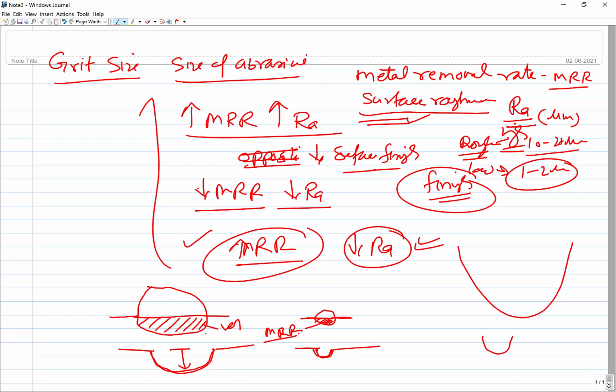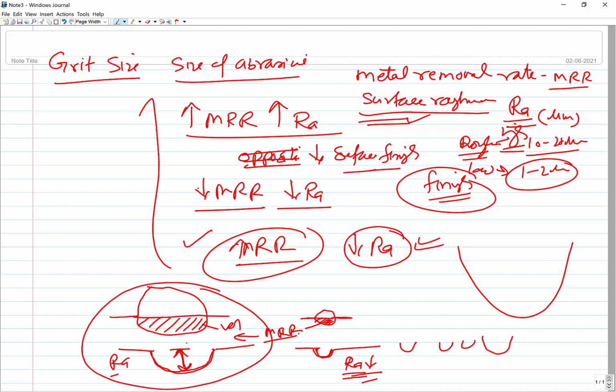So MRR is low here, and here MRR is high, but the roughness, if you see, the depth is high. So Ra is high here. Here Ra is low. Roughness is low. So you will be getting this kind of morphology. So average roughness will be low in this case. So this is the case: when you need high MRR, you will be going with the larger size abrasives. If you need low roughness, low Ra, you will be going with the fine abrasives.